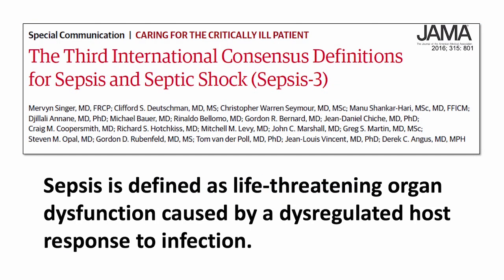Why should a clinician be interested in the host response to sepsis? Well, let's take a careful look at the definition of sepsis as it was installed in 2016 in this JAMA paper. In this current definition, sepsis is defined as a life-threatening organ dysfunction caused by a dysregulated host response to infection. So it's all about the host response when we talk about sepsis.